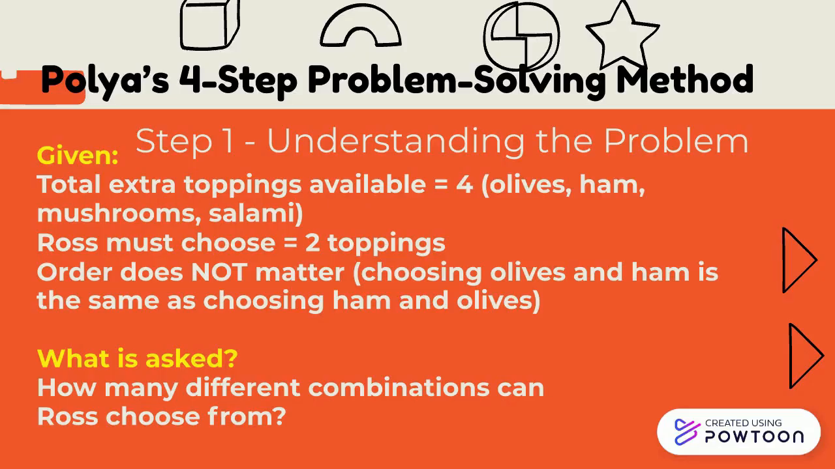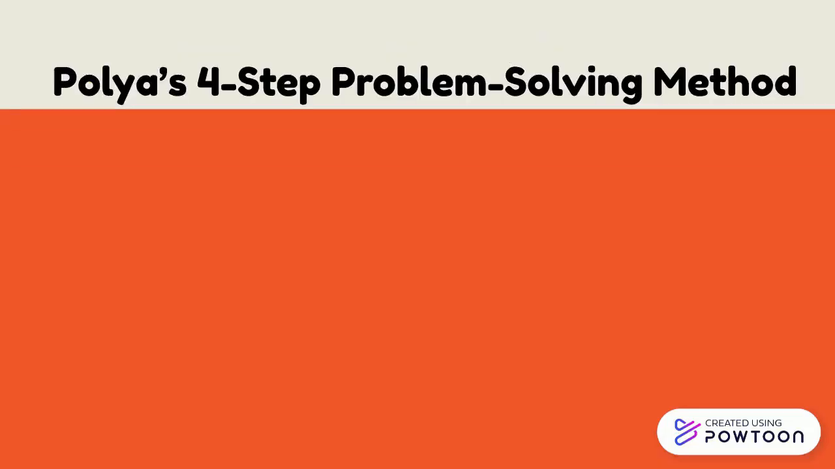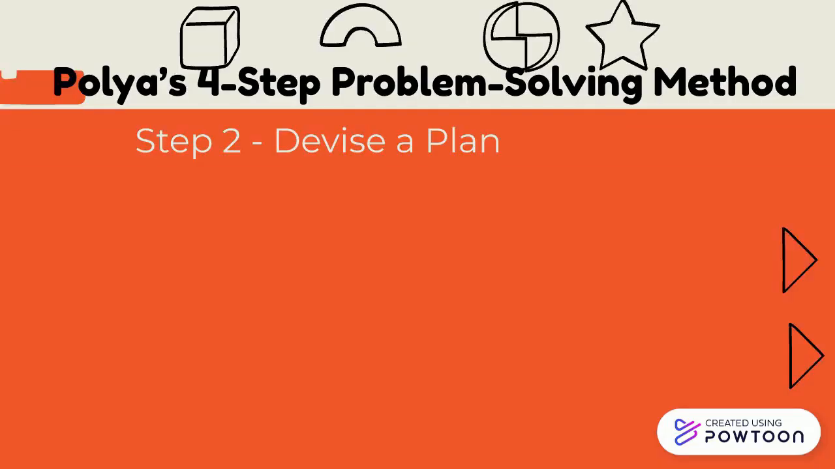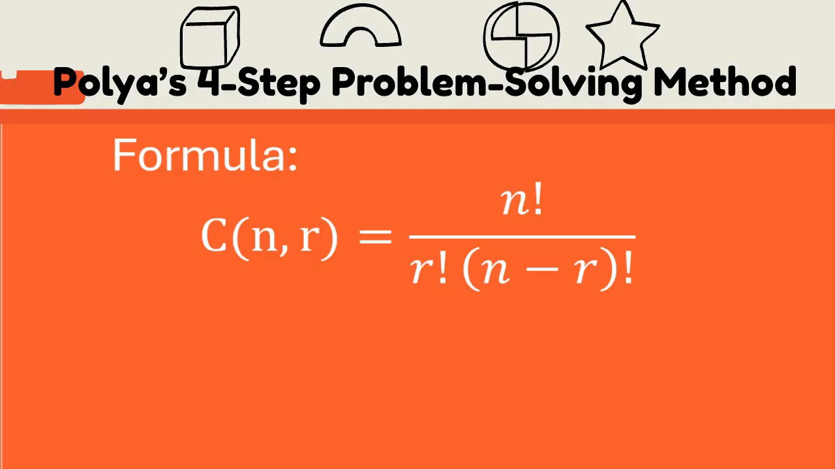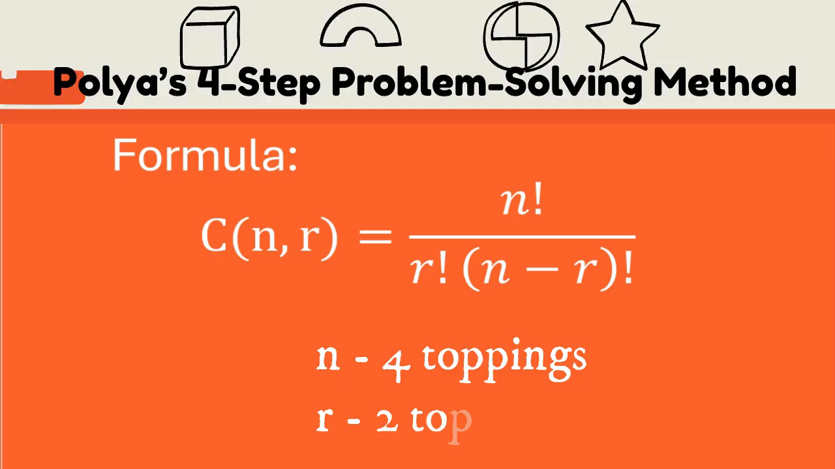available options? Now that we understand the problem, the second step is to devise a plan. We will use the combinations formula to solve it. The number of combinations of n items taken r at a time is equal to the factorial of n divided by the factorial of r times the factorial of n minus r, where n represents the total number of available items, which is the 4 toppings, and r represents the number of choices, the 2 toppings. Since the order of selection does not matter, this formula will allow us to calculate the total number of possible combinations accurately.